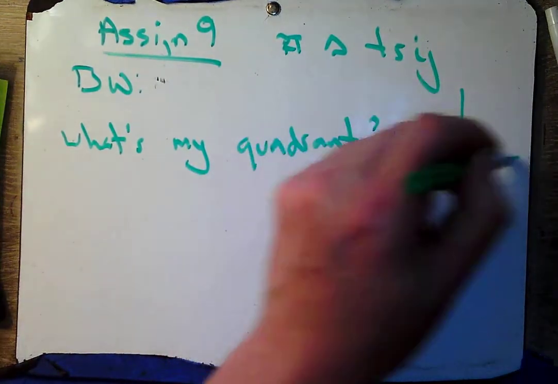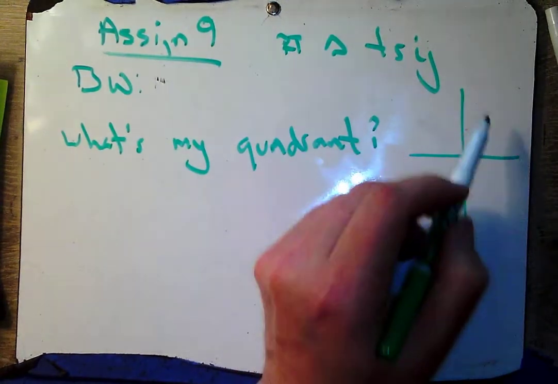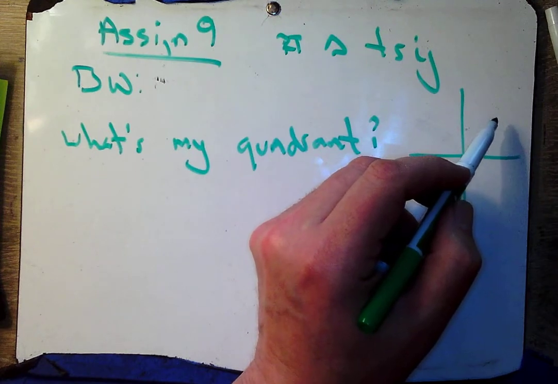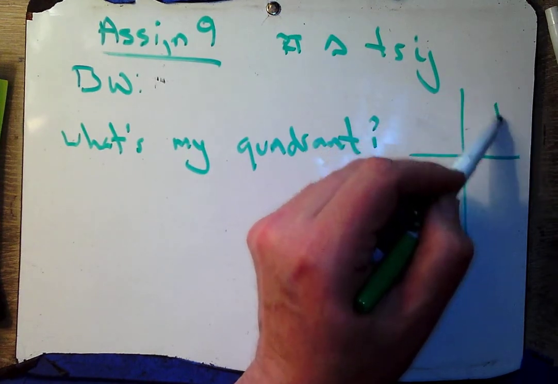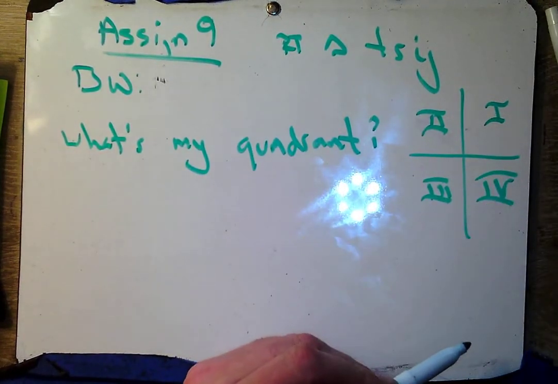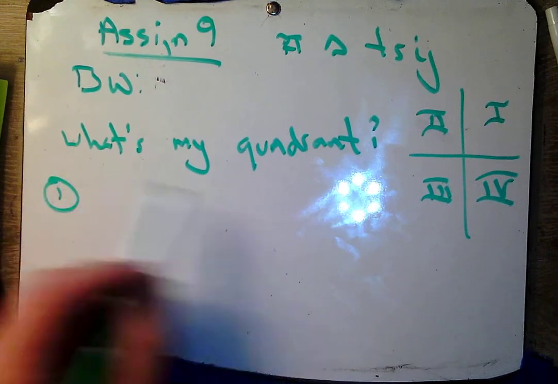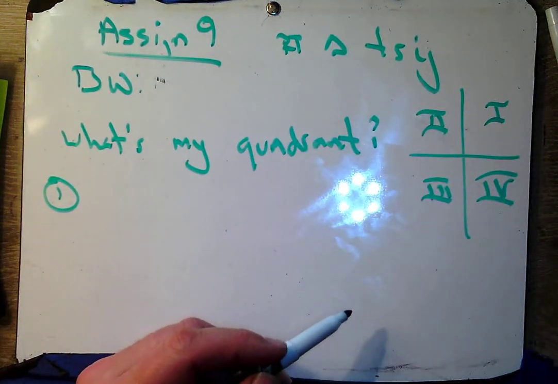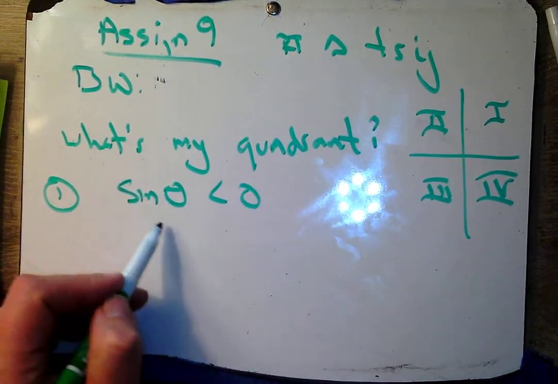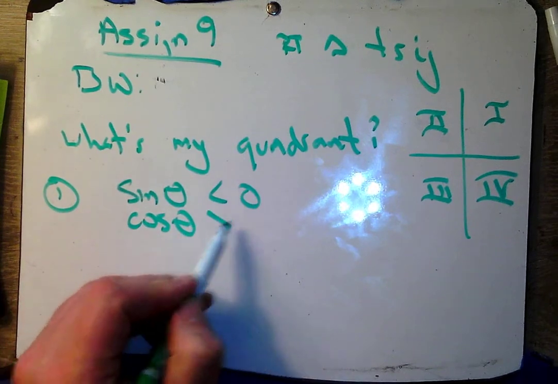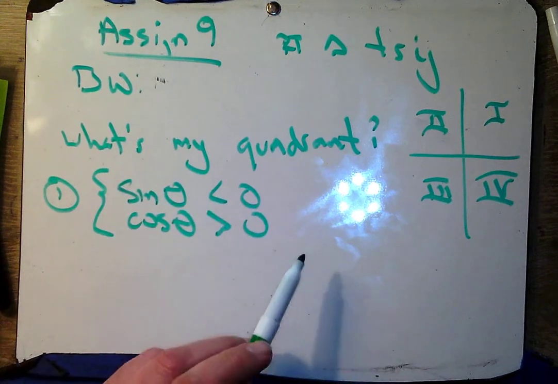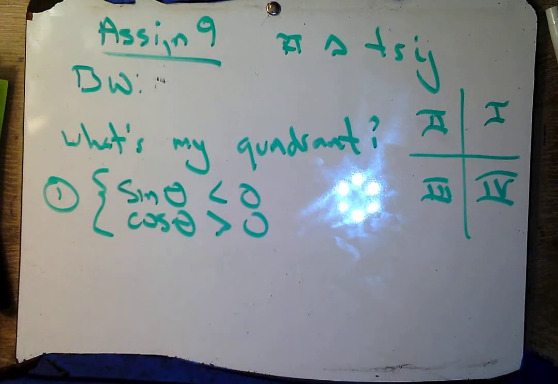Okay, so we know Descartes, the Cartesian plane, named after him, French natural philosopher. It's called this, quadrant 1, 2, 3, and 4. I'm going to give you some information, and you're going to tell me which quadrant we're in. What if sine of theta is less than 0, but cosine of theta is greater than 0? What quadrant must we be in? What do you think?